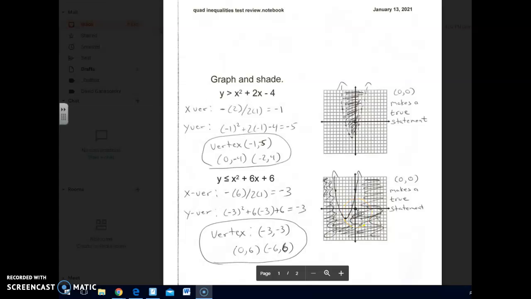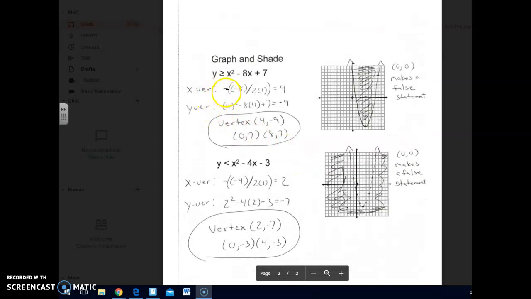My 0, 0 creates a false statement. Oh, excuse me, I'm sorry. My 0, 0 creates a true statement, as I said right here. Sorry about that. 0, 0 creates a true statement, so I shade where the 0, 0 is, outside the parabola.